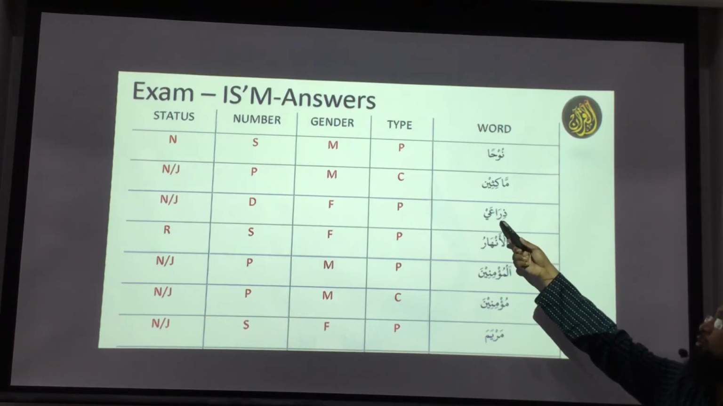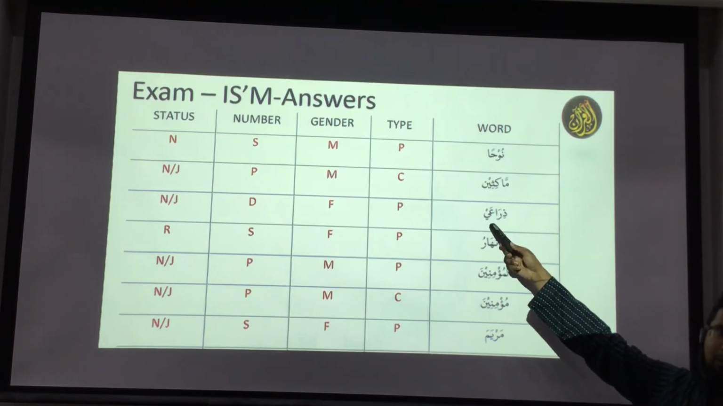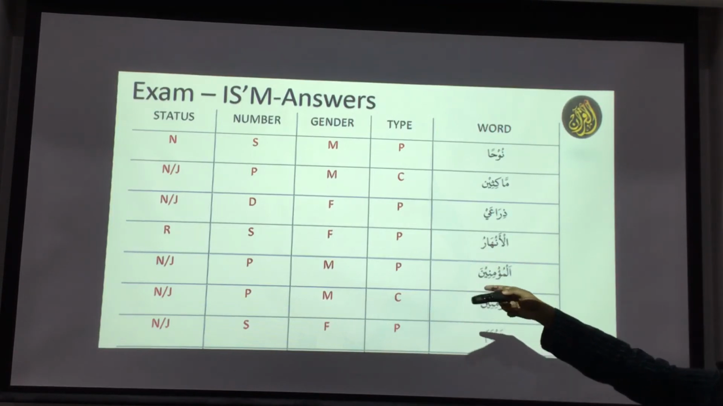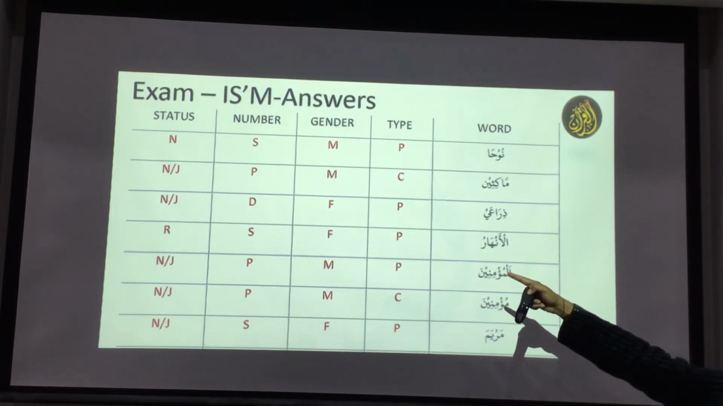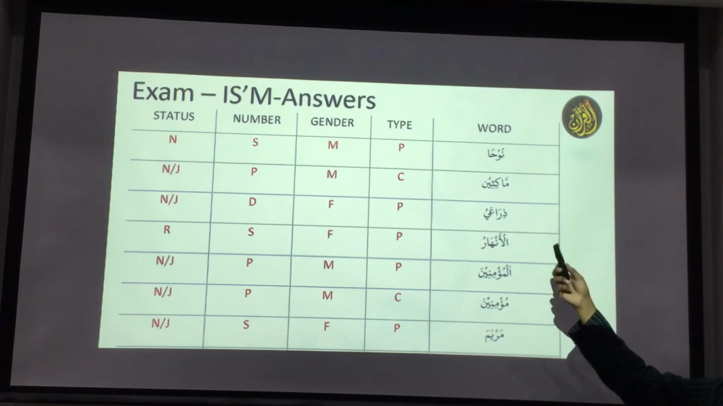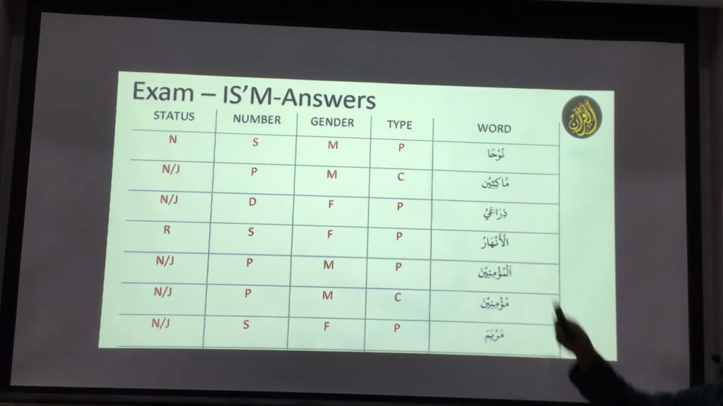Zira'ain, and this is dual because it's the light version of the dual. Zira'aini. And it's nasab and jar, dual, and it's feminine because it's plural, non-human plural. That's why, and it is proper. Okay.